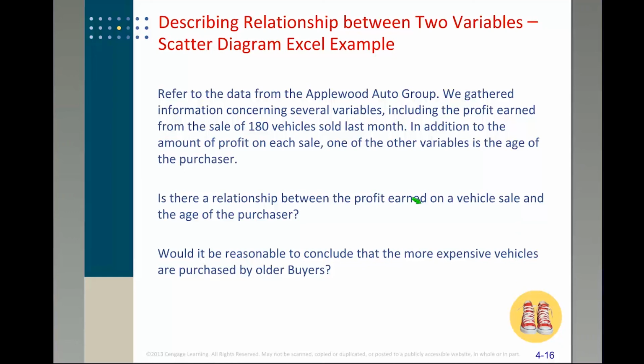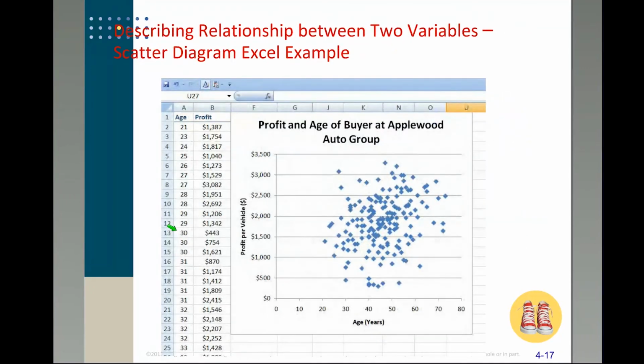Let's return to our Applewood auto group example. What if we want to look at the relationship between profit earned on the vehicle sale and the age of the purchaser? Basically, we're asking, are we earning more profit from older people? Is it related to age? Okay, here's the scatter plot. Look at that. Do you see any pattern?